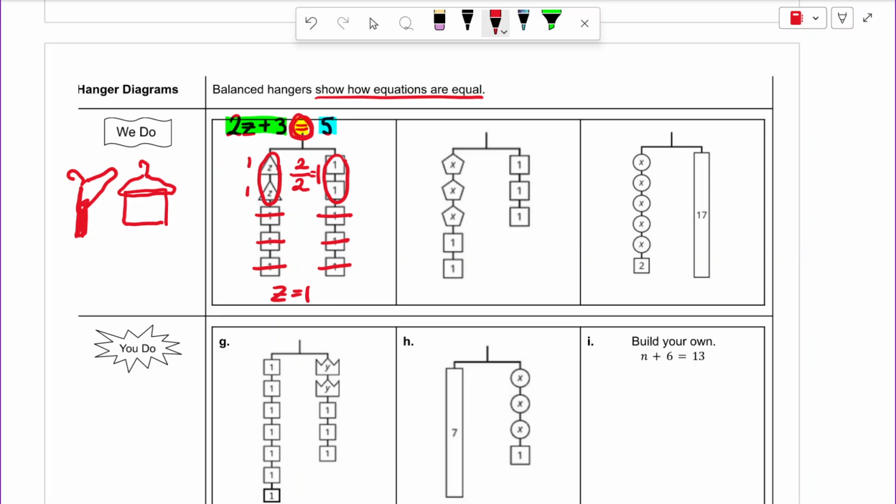So 1 plus 1 plus 1 plus 1 plus 1 is equal to these 5 1's over here. So we know that we got it right. And that's how a hanger diagram works. So let's go ahead and try the next one.